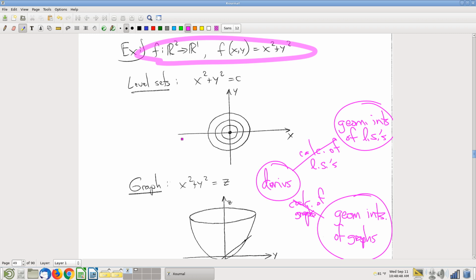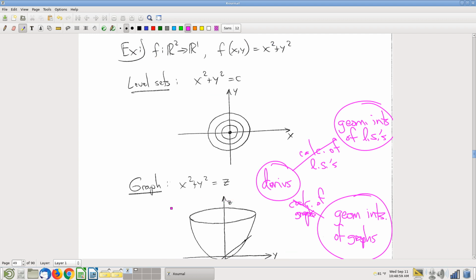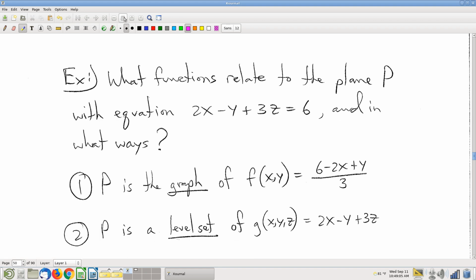The level set of this function. Level sets, plural, of this function live in R2. The graph lives in R3. Yes? So going back to the equation from the example, this example here, 2x minus y plus 3z equals 6. We had equations like that in the homework from Monday. Okay, and yep, it said graph them.